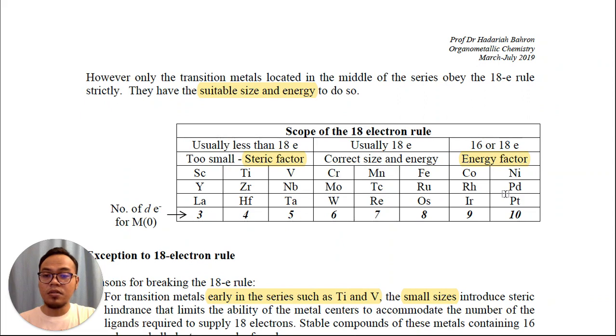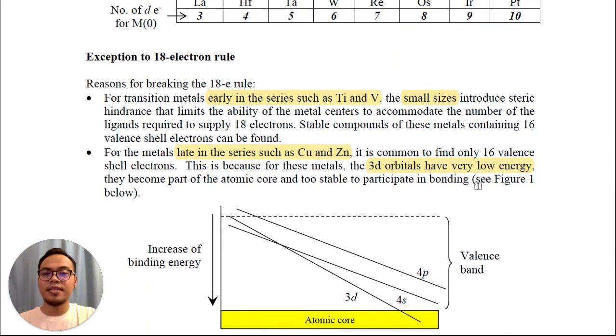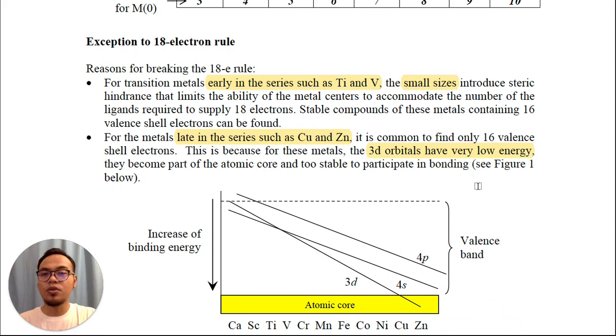18 electron easily, obeying 18 electron rule. But for early transition metals in the series will get less than 18. The same thing for the late transition series. So the early transition series, the factor is steric factor, and for the late transition metal, the factor is energy factor. Now let us look at the exception to 18 electron rule.